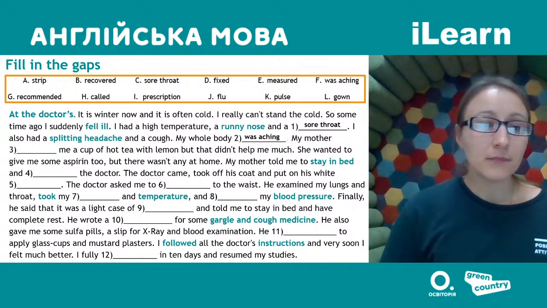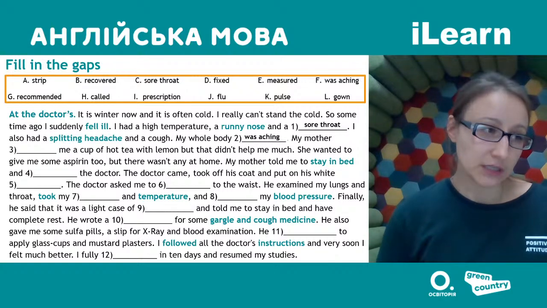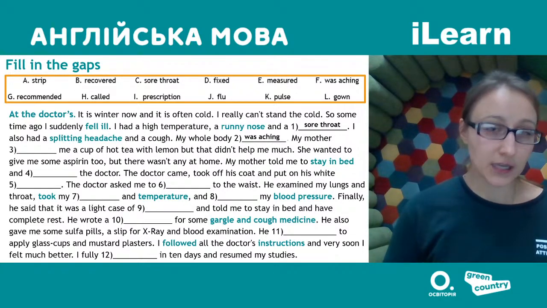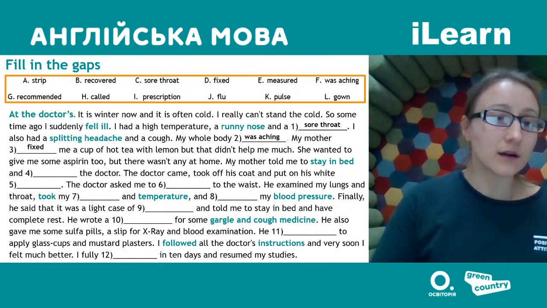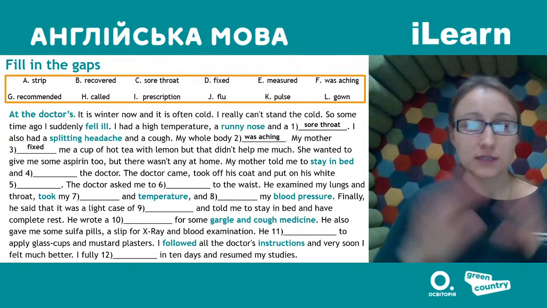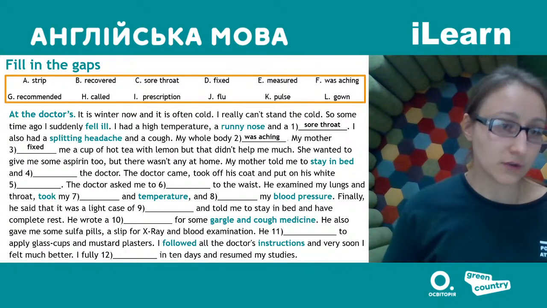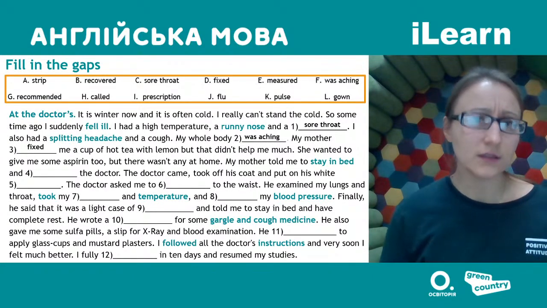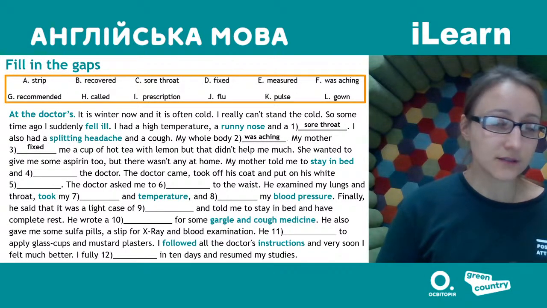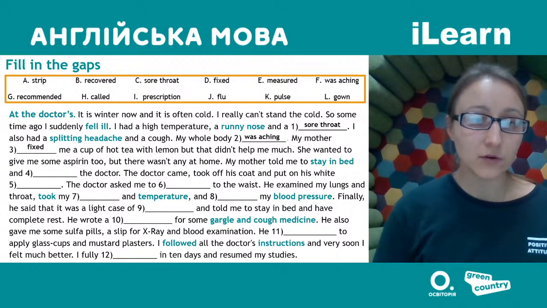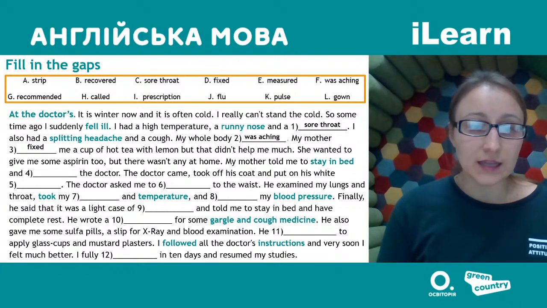Number 3. My mother me a cup of hot tea. That is like a collocation. My mother fixed me a cup of hot tea. That is a state collocation that you just need to remember. Fix – це взагалі ремонтувати, щось ставити на місце, but if you are using about like, yeah, I see the correct answer. Fixed me a cup of hot tea. Very good. Let's go next.